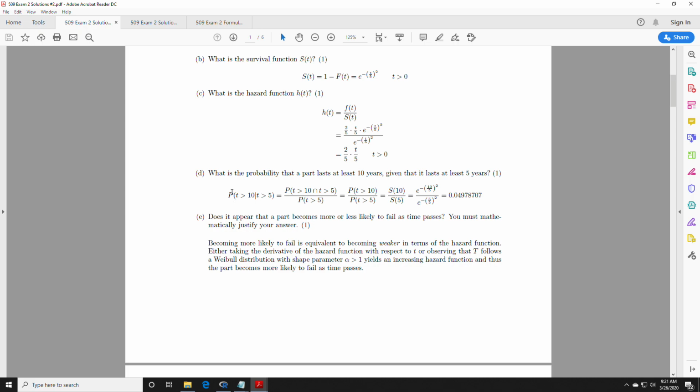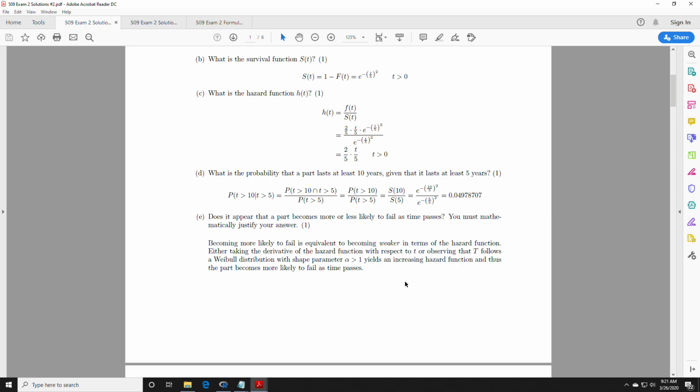Another conditional probability: lasting at least 10 years, given that it lasts at least 5 years. Same setup, using regular probability rules. Simplification: lasting 10 years implies that it lasts 5 years. And so it looks like this. We can just plug in 10, S of 10 divided by S of 5, plugging 10 and 5 into there. And we're done.